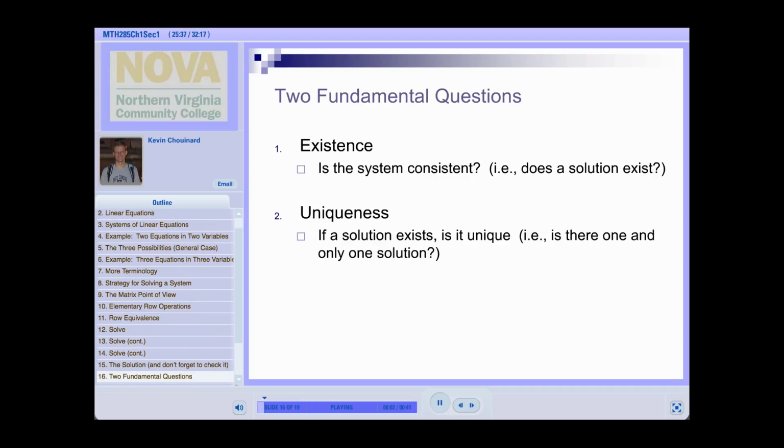There are two fundamental questions that are going to arise when you have a system of equations. The first question is the question of existence. Does there exist a solution? Is your particular system of equations consistent enough that you can find at least one solution to it? And then the second fundamental question is, if you can find at least one solution, is it the only solution? Or are there other possible solutions out there? So the one question is, does there exist a solution? And if there's a solution, is it the only one? Those are the two main questions we're trying to consider.